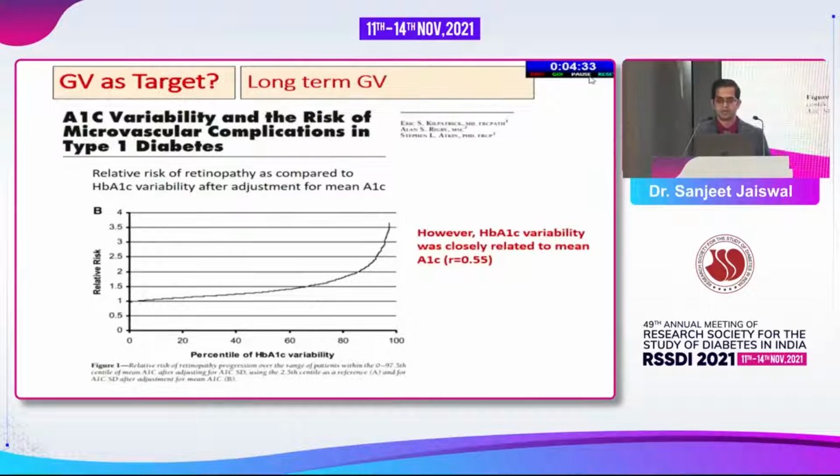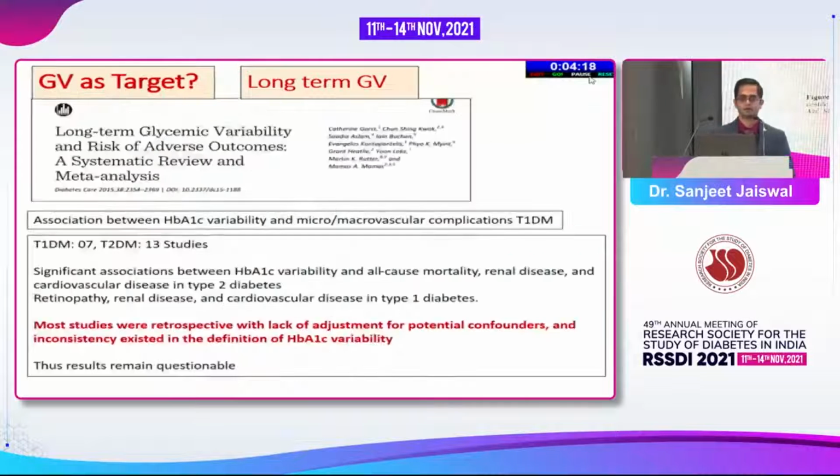Again, in this study, they have looked at HbA1c variability and risk of microvascular complications in type 1 diabetes. The risk of retinopathy with HbA1c variability, after adjustment for HbA1c, was similar to that with mean blood glucose. In a meta-analysis, it has been shown that long-term glycemic variability is associated with macro as well as microvascular complications.